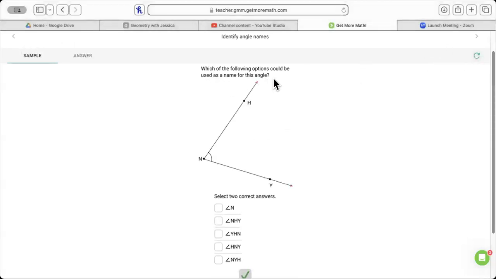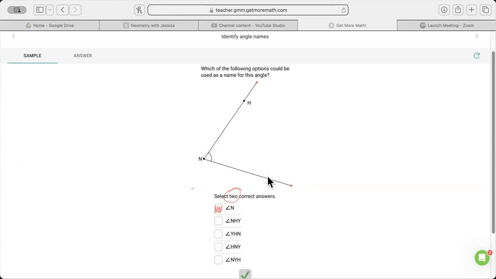All right, let's look at this one. Which of the following options could be used as a name? And it says to choose two correct answers. So make sure you read these carefully. Angle N, that is my vertex, so that's a yes. NHY, that would be this angle here. No, that's not what we're looking for.